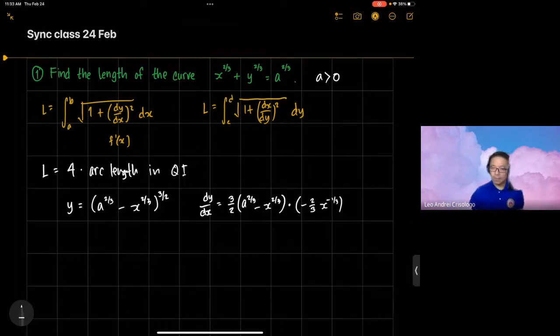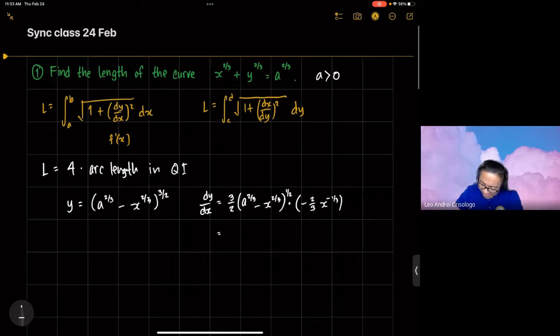Okay. But what do we need? Hindi, sige, let's rewrite that muna in a nicer way. So 3/2 and 2/3, they will cancel each other out. X raised to negative 1/3, pwede nating ibaba sa denominator. Anong nakalimutan ko? 1/2. Yes. Correct. Thank you. Ayan, okay. Tama na, no? Yes, okay.